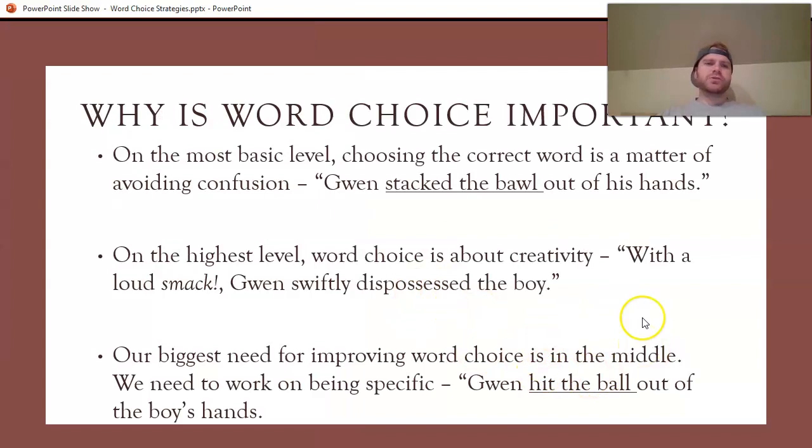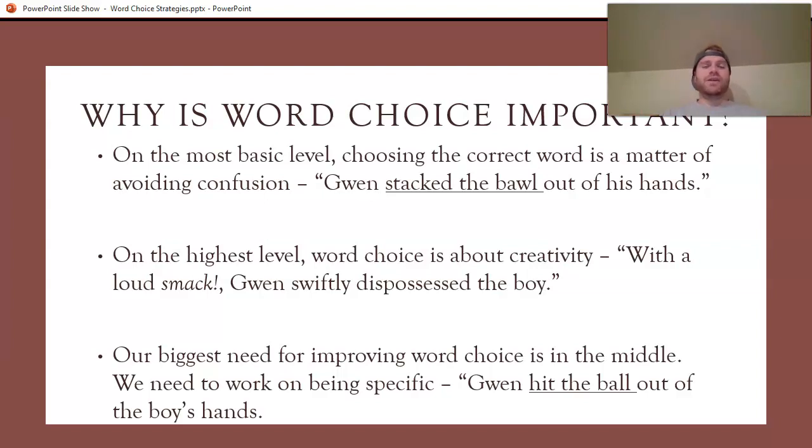So first of all, why is word choice important? On the most basic level that we can think of, choosing the correct word is a matter of avoiding confusion. So, for instance, let's say you write a sentence that says, "Gwen stacked the ball out of his hands." I think we can tell that there's some misspelling issues here, but we have words like stacked and ball with a W here. They're words, they're just not the correct words for what we're trying to say in that sentence. That sentence is probably trying to say, "Gwen smacked the ball, B-A-L-L, out of his hands," right?